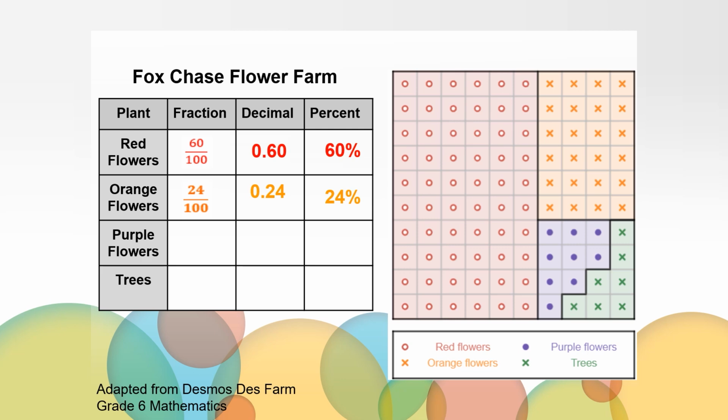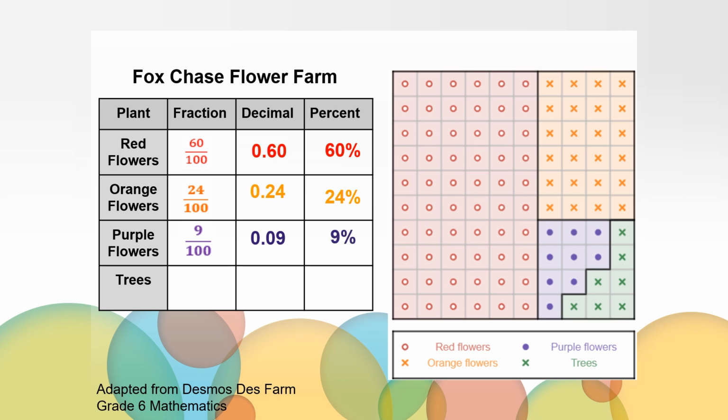I noticed that the purple flower section is really small. The purple flowers are planted on only 9 acres out of 100 acres of land. The purple flower represents 9 over 100, or 0.09 hundredths of the flower farm. Both of these values are equivalent to 9%.